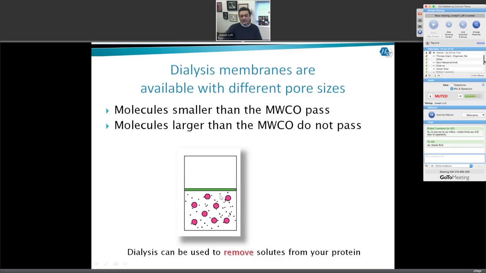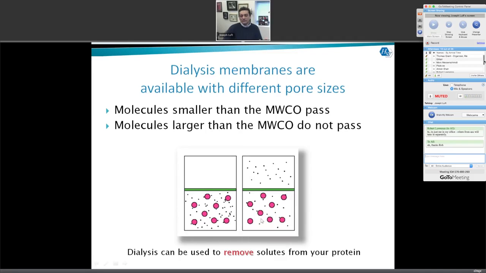So set up a dialysis experiment. You basically have, in this case, a green colored line that represents a membrane that has a particular molecular weight cutoff. So it won't let large protein molecules pass through it, but smaller molecules can freely pass through the membrane. So the protein's represented by these red dots here. And you have a solution out here that doesn't have any salt in it, and a solution with salt to keep the protein in solution here.